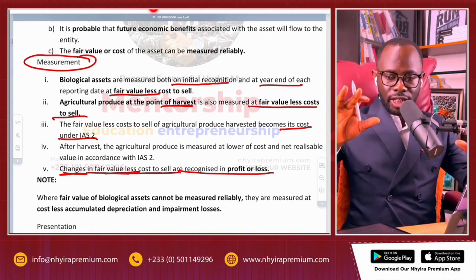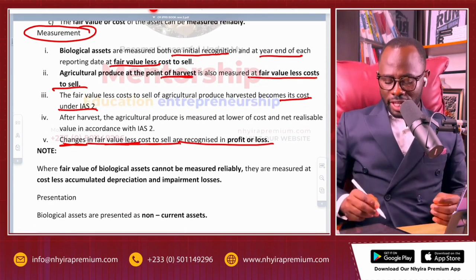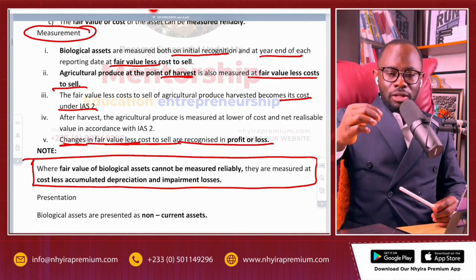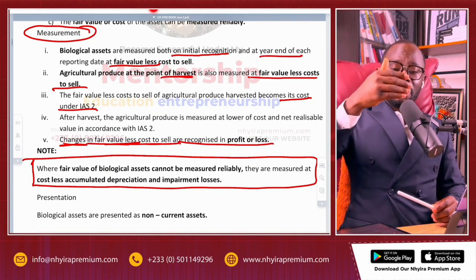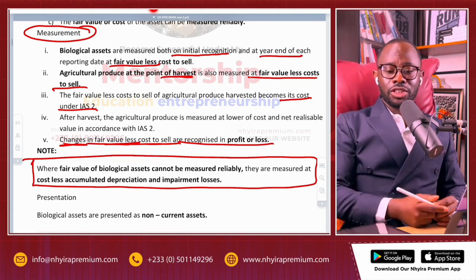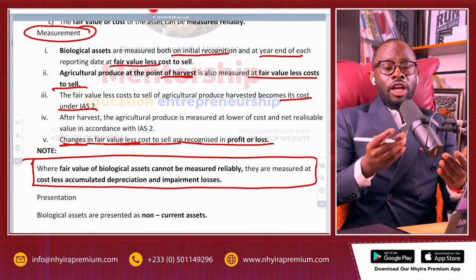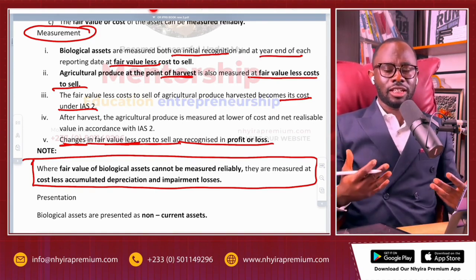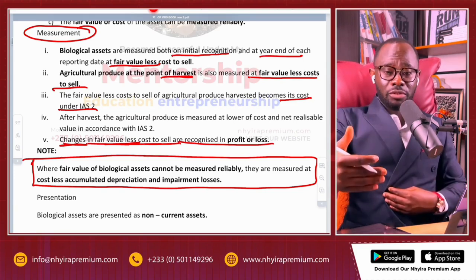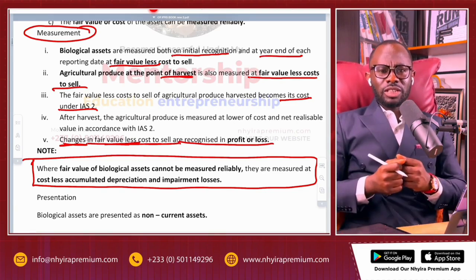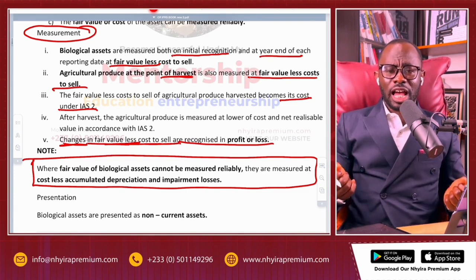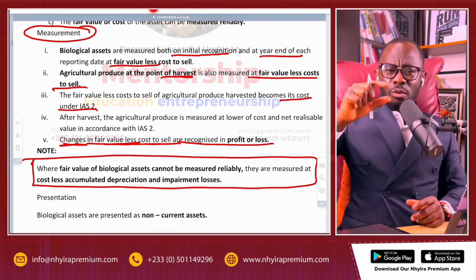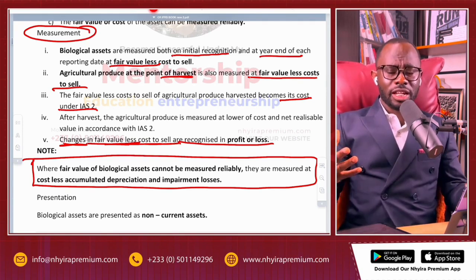That's the principle. Finally, where it is not possible to measure fair value reliably, they will be carried at cost less accumulated depreciation or impairment losses. So if we cannot reliably determine the fair value, then we'll carry it at its cost less accumulated depreciation or impairment losses. But somebody will say, I thought depreciation is about fixed assets. I thought depreciation is about tangible assets. Yeah, you are right. But that is not all the picture there is.